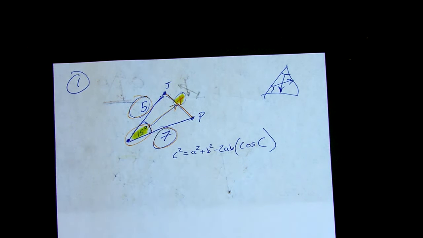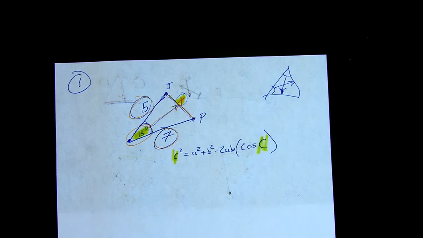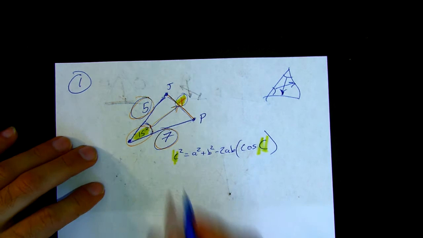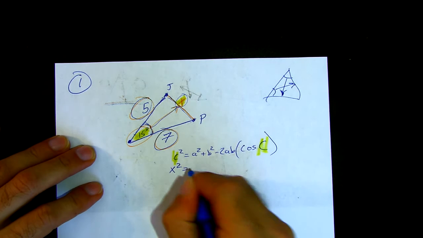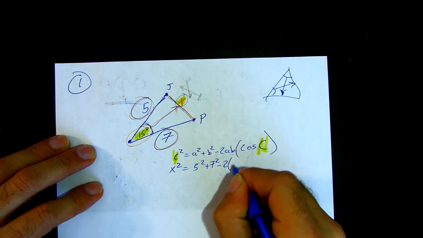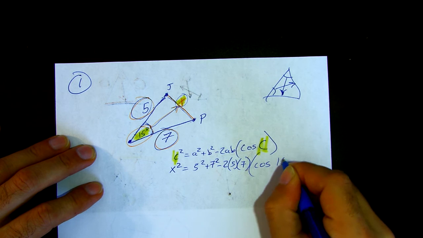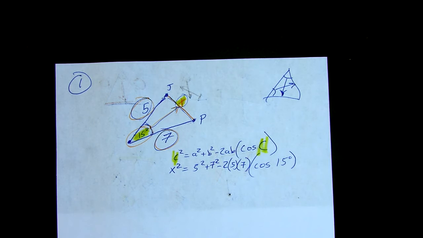The angle and the side involved are always on the outsides of the values we're going to plug in here. So I'm going to put in x squared equals, and then a and b, it doesn't matter, 5 squared plus 7 squared, minus 2 times 5 times 7, times the cosine of 15 degrees. All right. So we have this situation now.